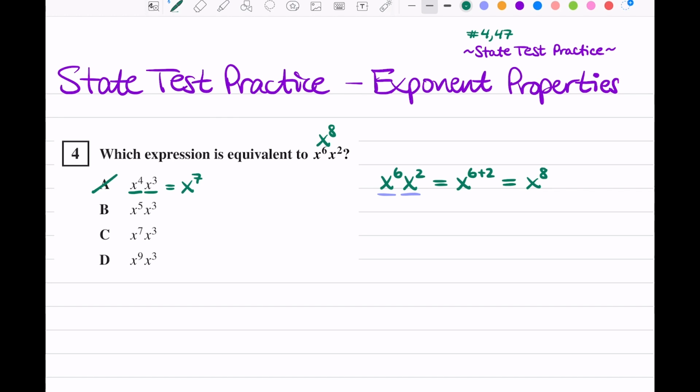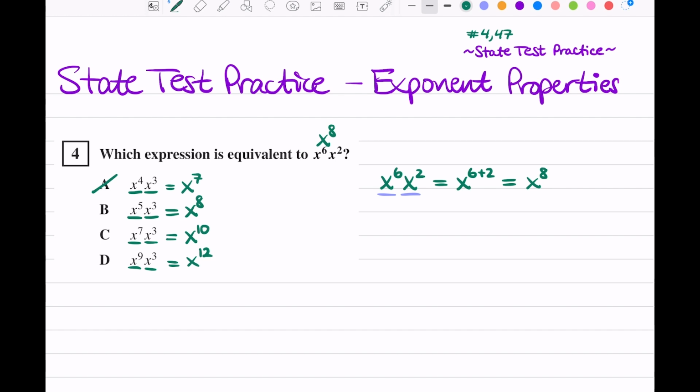Looking at option B, we're multiplying x 5 times, and then 3 more times, which means we're multiplying x 8 times in total. So option B would be our answer. Let's go ahead and check option C and D. Option C, we're multiplying x 7 times, and then 3 more times, so we're multiplying x 10 times in total. In option D, we're multiplying x 9 times, then 3 more times, which means 12 times in total.